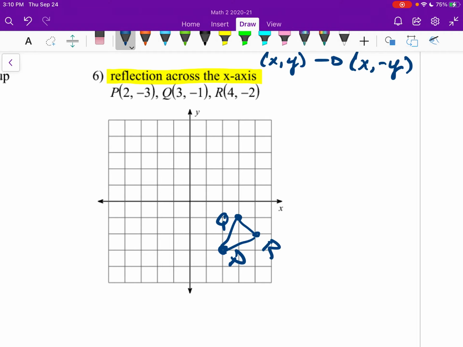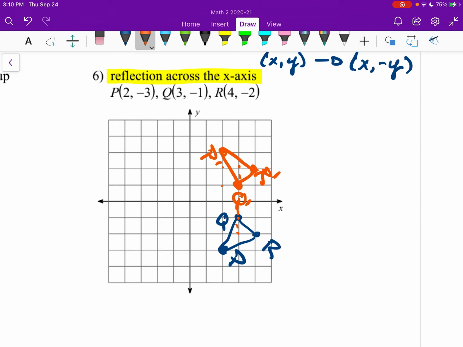Whenever I reflect it across the x-axis, they're going to stay vertically in their same lines, right? So Q is going to stay in the same line. It's 1 unit away from the axis, so it's going to be 1 unit away from the axis again. So there's Q prime. R is 2 units away, so it's going to be 2 units away. P is 3, right? 1, 2, 3, and there's P prime. And there's our new shape.